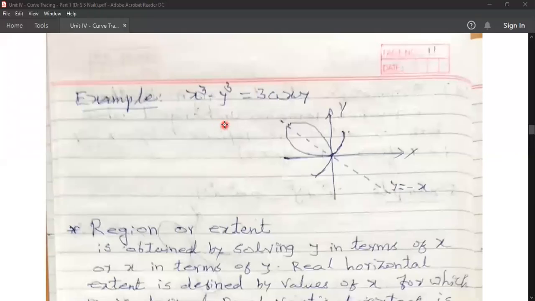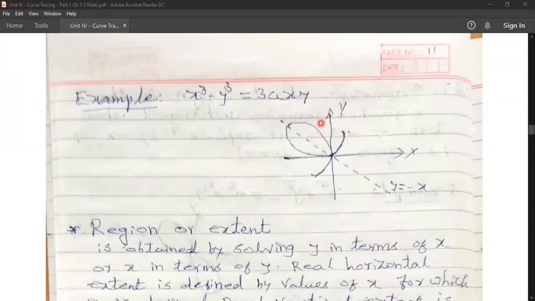Hello students, in the first YouTube video, we have seen some salient features and characteristics of curve tracing, part 1, which is unit number 4. Now we'll continue that and understand the next points of curve tracing. So in the last example, we saw that x cube minus y cube is equal to 3axy.